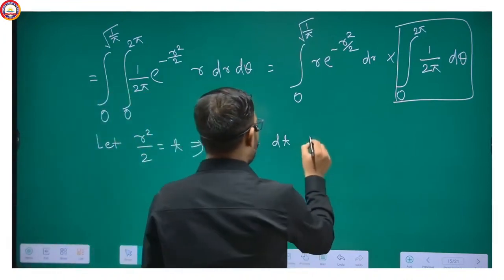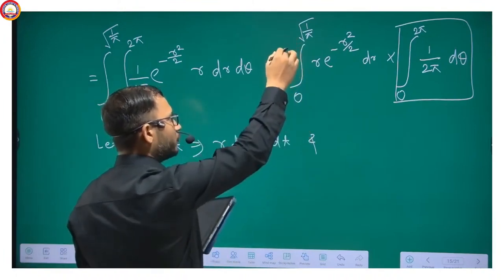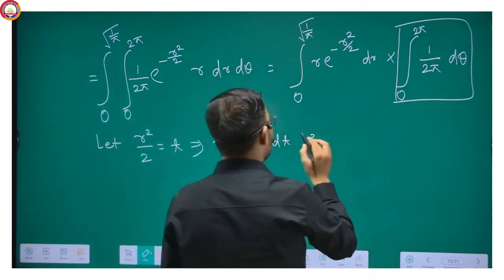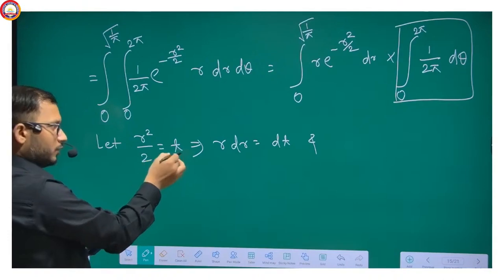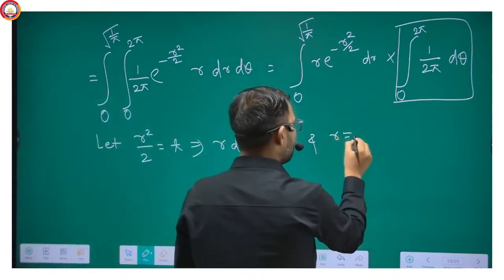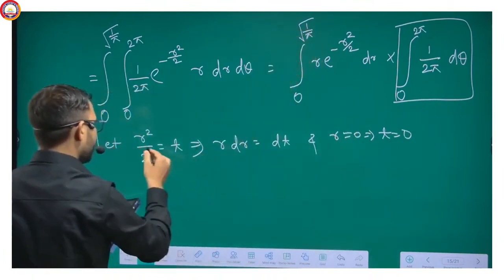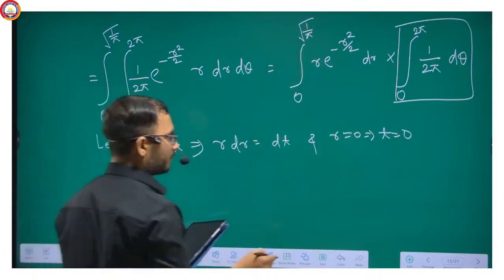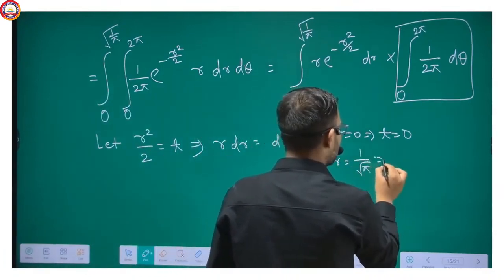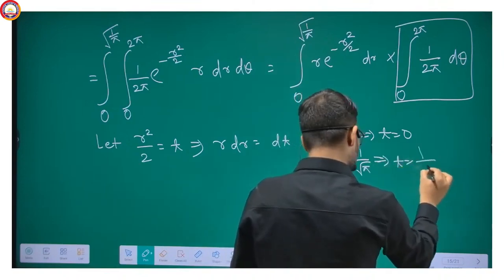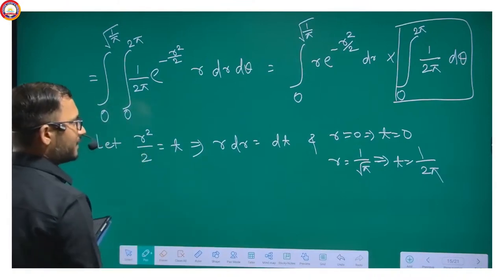r dr equal to dt. And see here, r takes value 0 and r takes value 1 by root pi. So when r equal to 0, t equal to 0, and when r equal to 1 by root pi, then t equal to 1 by 2 pi. Getting my point? Now do it as it is done.